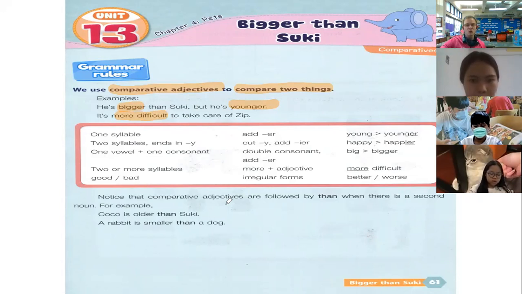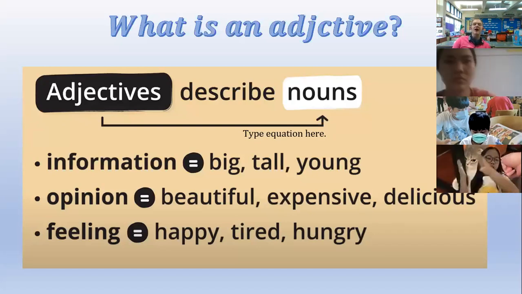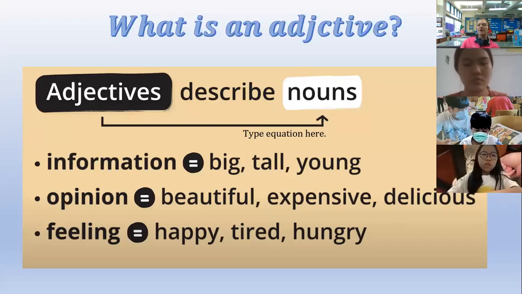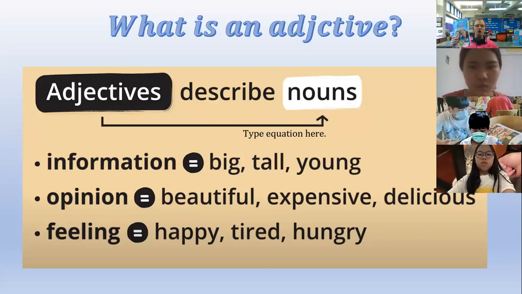But firstly, let's quickly refresh our minds on what an adjective is. An adjective is something that describes a noun. Now, a noun is a place, a thing, or a person. Remember that. A noun is a place, a thing, or a person. So this is a book. The word book is a noun. This is also a book.